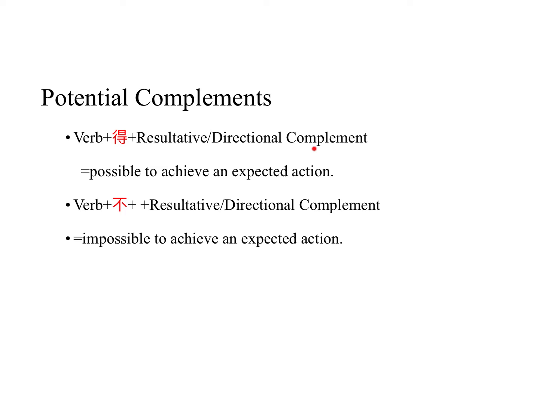The meaning of this structure is possible to achieve an expected action. Or you can translate it into I can do something or I'm able to do something. So the negative form of this structure is verb plus 不 plus resultive complement or directional complement. So the meaning of the negative structure is impossible to achieve an expected action.